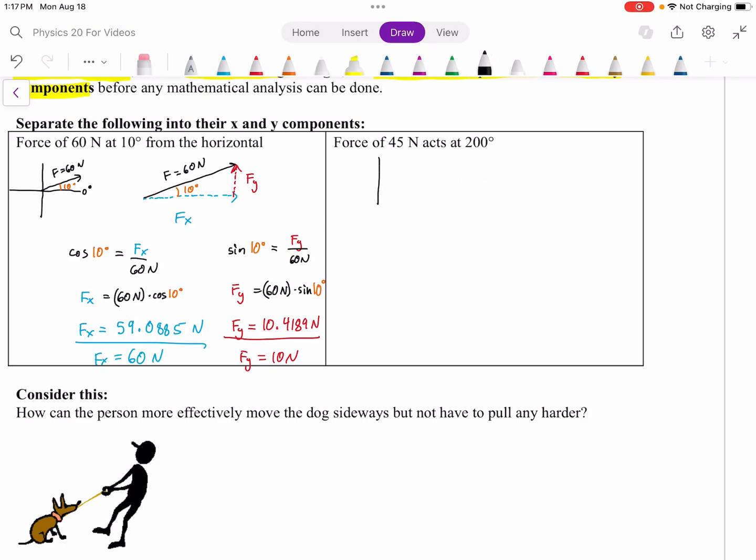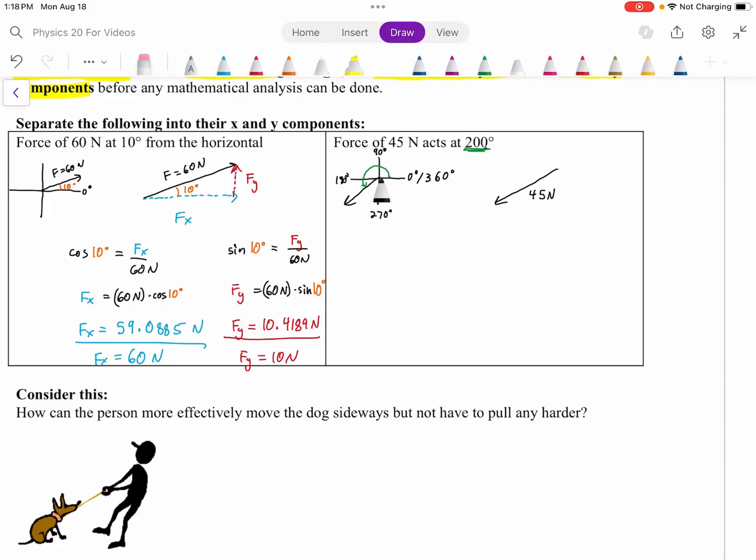But here we go. A force of 45 newtons acts at 200 degrees. First of all, let's figure out what 200 degrees actually looks like. We always start at the positive x-axis and then go counterclockwise: 0, 90, 180, and then 270, with 360 being all the way around. So we are at 200 degrees, going counterclockwise. We're past 180, but we're not at 270. So our force is pointed something like that, downy lefty.